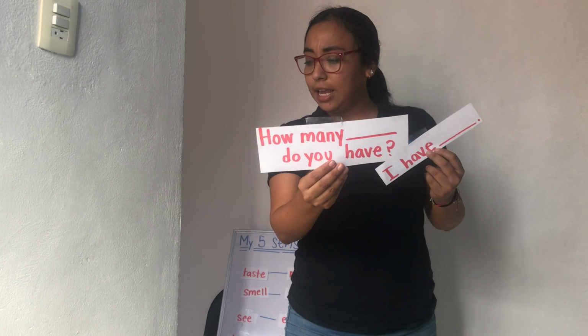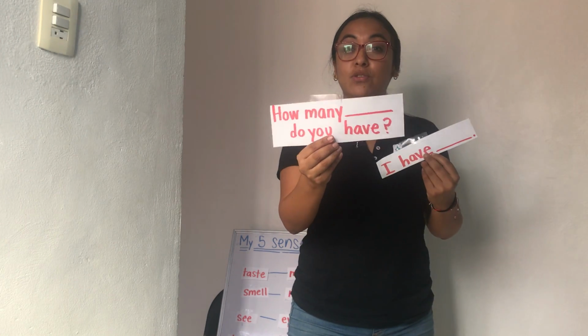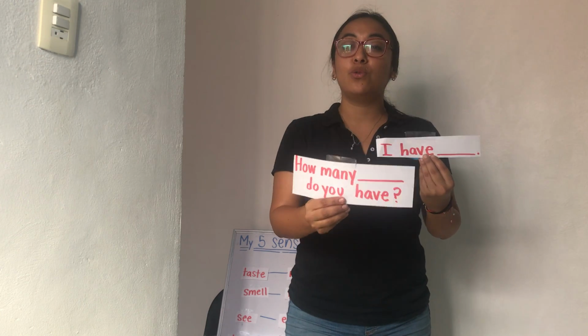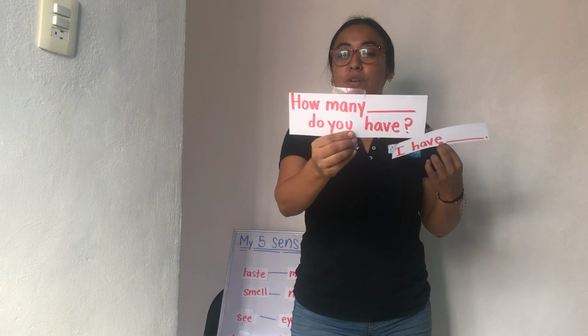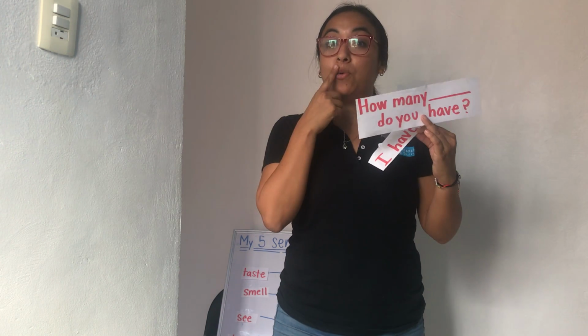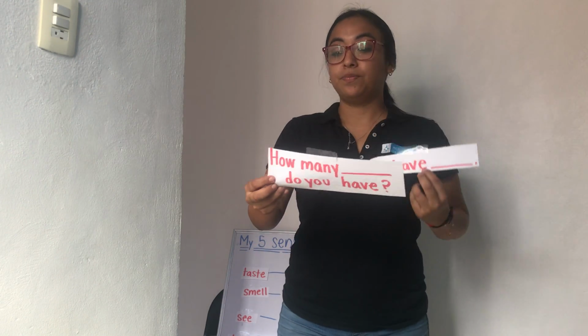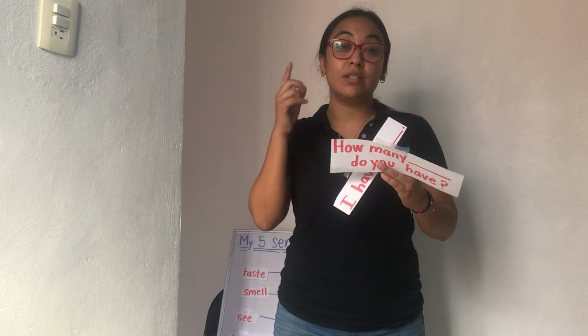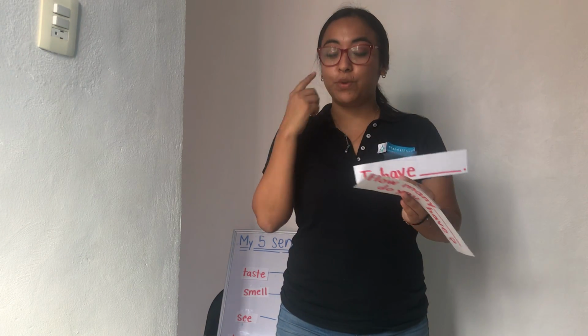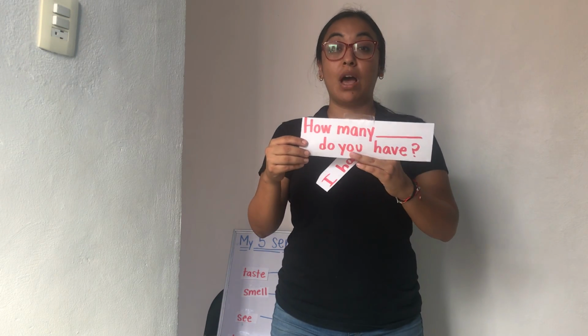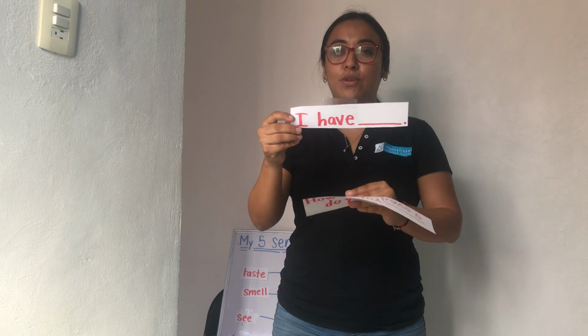Now, how many eyes do you have? ¿Cuántos ojos tienen? How many eyes do you have? I have 2 eyes, ¿verdad? Next question, how many mouths? How many mouths do you have? I have 1 mouth. I have a mouth. How many ears? Ears. ¿Cuántas orejas tienen? I have 2 ears. Y la última, nose. How many noses do you have? Noses. How many noses? ¿Cuántas narices tienen? I have 1 nose. Okay?